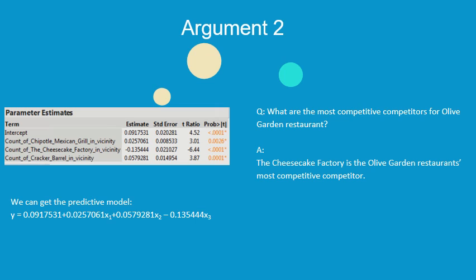Secondly, the more Chipotle and Cracker Barrel are in the vicinity of an Olive Garden restaurant, the higher the performance trend index Olive Garden will have. And the more the Cheesecake Factory is in the vicinity of an Olive Garden restaurant, the lower the performance trend index Olive Garden will have. Thirdly, the Cheesecake Factory is Olive Garden's most competitive competitor.